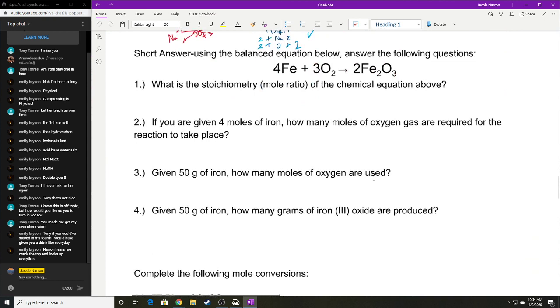Short answer. Using the balanced chemical equation below, answer the following questions. Boy, that was nice of him. It's already balanced. What is the stoichiometry of the chemical equation above? Guys, stoichiometry, as I've told you, is just a fancy way of saying mole ratio. It's just a fancy way of saying conversion factors.